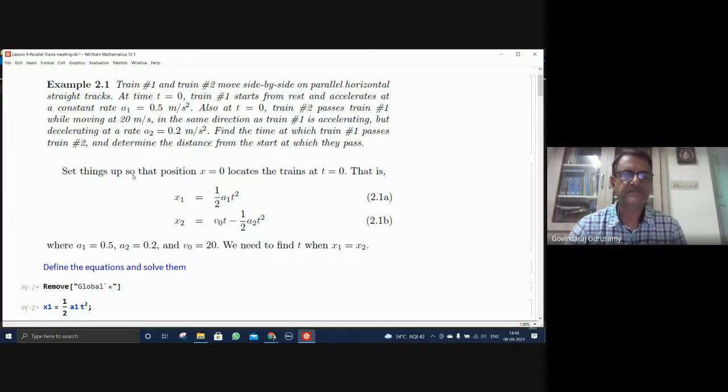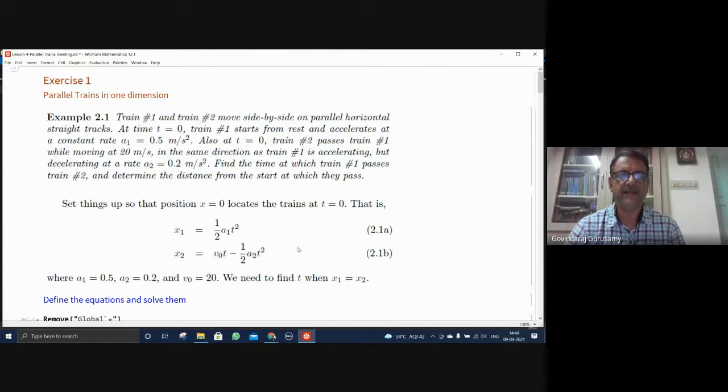Setting up so that the position x equal to 0 locates the trains at t equal to 0. That is, this is x1 and x2. We need to find t1 at which x1 equal to x2. That's what it means. Where do they have the same displacement? And at what time is that going to happen?